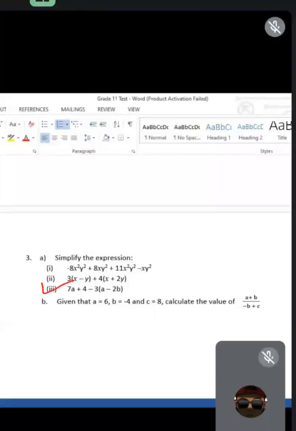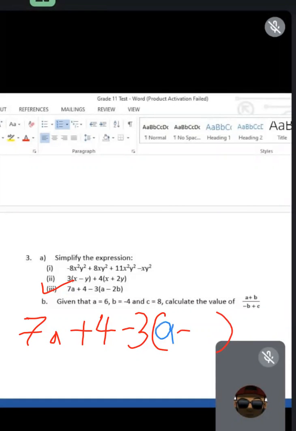So now we're dealing with this one. 7a plus 4 minus 3 times a minus 2b. Now this is one of the reasons why a pretty controversial thing is not my favorite thing to do. And that's a thing called BODMAS, which is absolute rubbish as far as I'm concerned. So what is that? That is just, there we go.